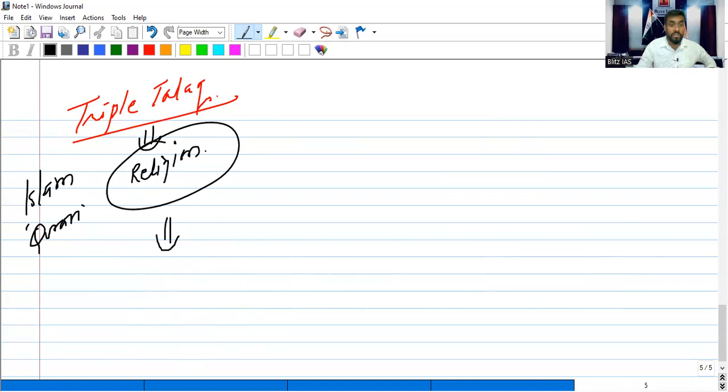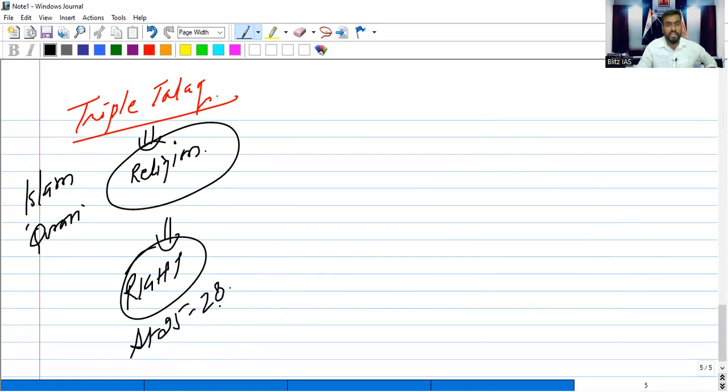And according to the Indian Constitution, this is our right. It's written in Articles 25 to 28. We have the right to follow, profess and propagate any religion. The State cannot say anything. But at the same time, this triple talaq is casting its shadow on equality.